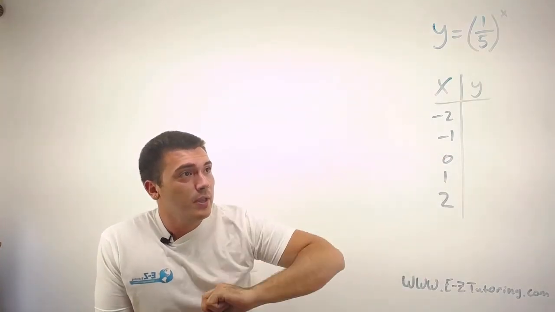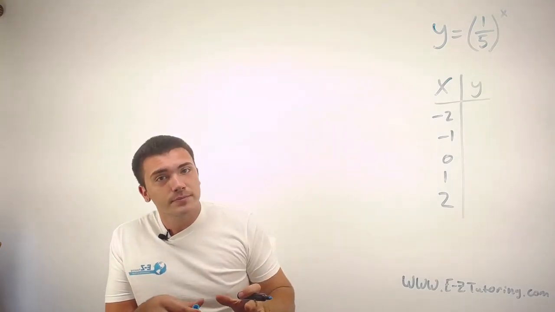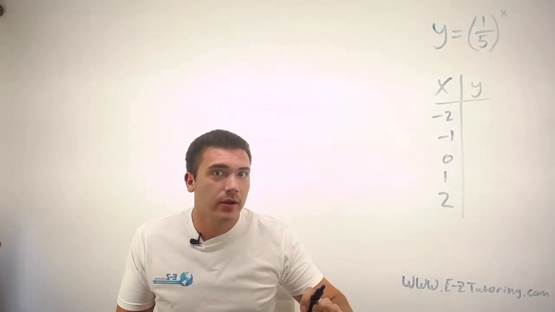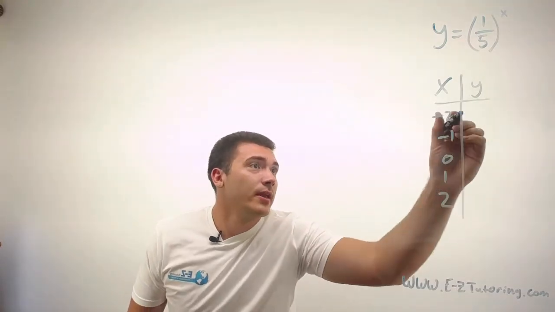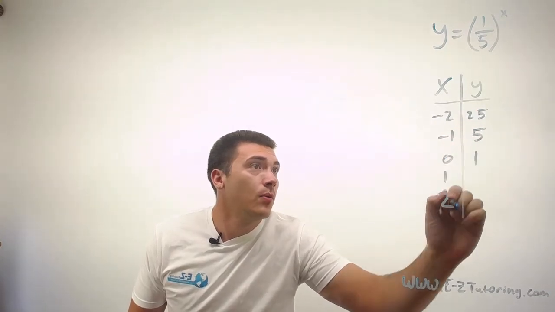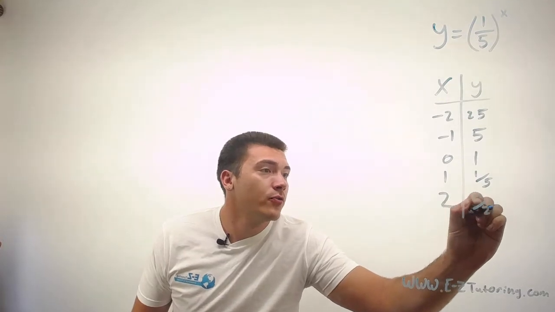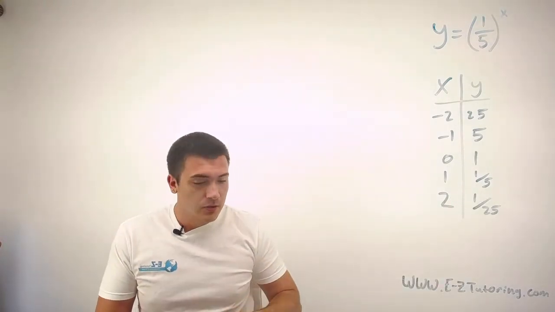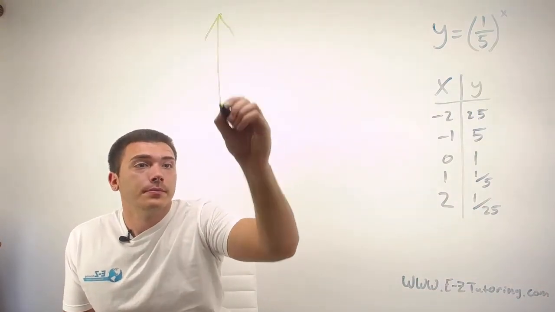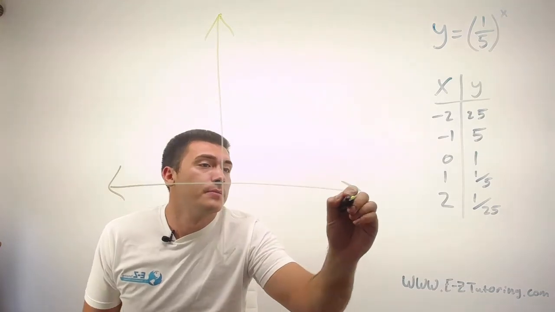So we plug in a -2. And this is simple algebra, so I won't go too much into detail about this. I will just go ahead and give the numbers. So we get 25, 5, 1, 1 over 5, and 1 over 25. So now if we graph these new numbers, what do you guys think will happen?